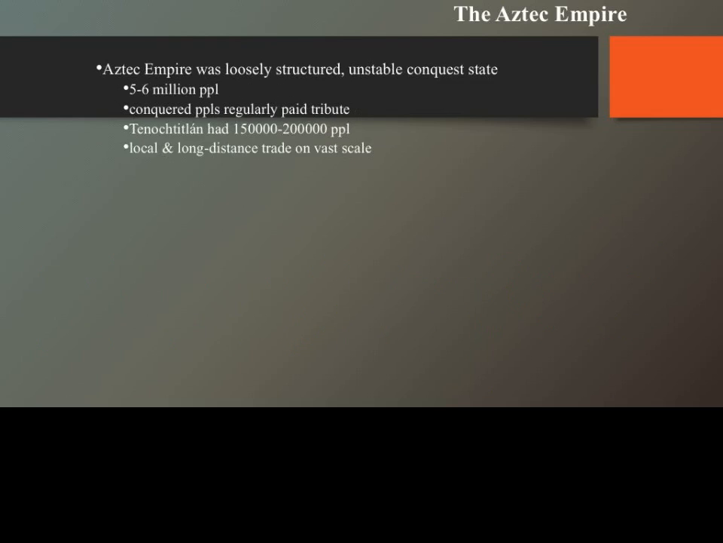Now, the Aztec Empire was loosely structured. It was actually a rather unstable conquest state, and had an entire population of roughly 5 to 6 million. And those conquered peoples were forced to pay regular tribute to the elite and the emperor. And like I said, Tenochtitlan was very large and heavily populated, but they did participate in local and long-distance trade on a vast scale.